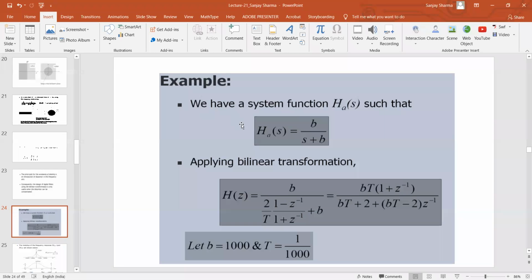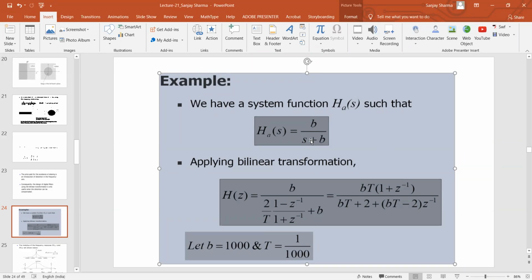First of all, we have a system function H_a(s), and this is the analog transfer function given to us. H_a(s) is b over s plus b. Had it been the impulse invariant method, we would have applied the transformation 1 over s plus b equal to 1 over 1 minus e to the power minus bT z to the power minus 1.